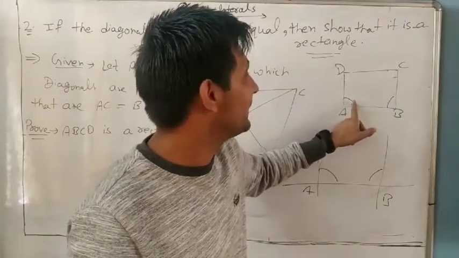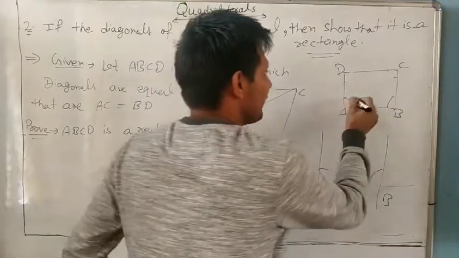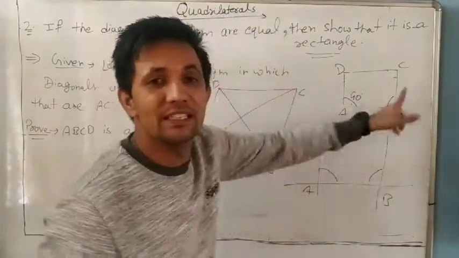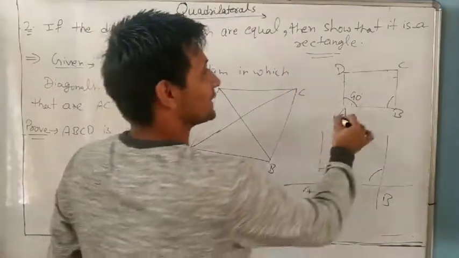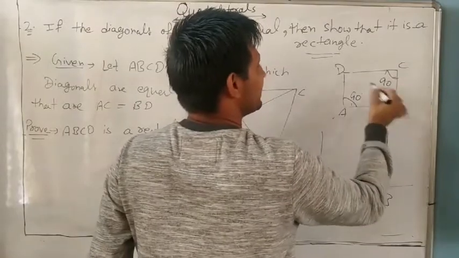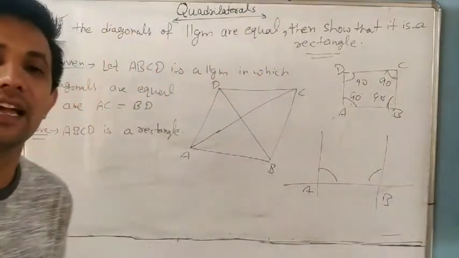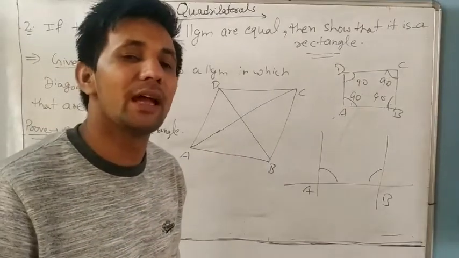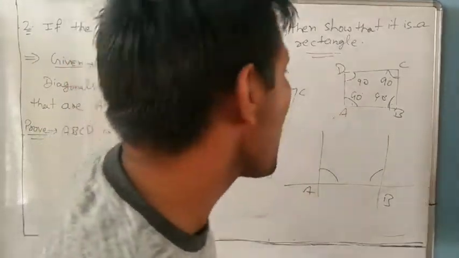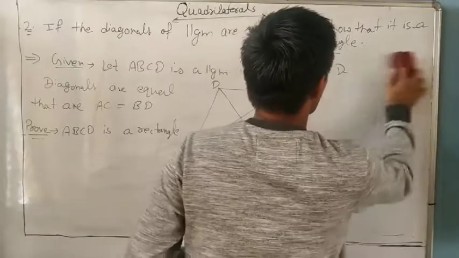If A is 90 and ABCD is a parallelogram, in a parallelogram opposite angles are equal, so the opposite angle is also 90, and the other is also 90. And if each angle is 90 degrees, it is a rectangle. So we want to prove that.